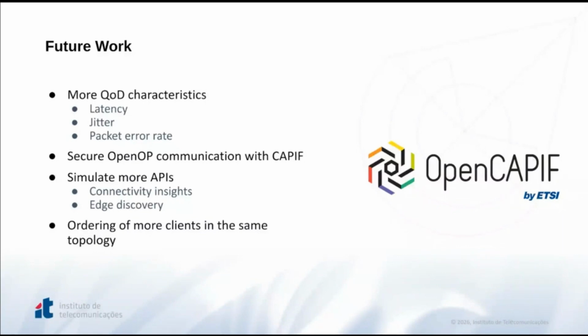Then obviously we want to simulate more APIs that require this kind of network and have these network effects, such as connectivity insights and maybe also edge discovery. And finally, we also want to explore the idea of allowing, through OSL ordering, more client VMs to connect to the Linux router so that we can simulate multiple clients in the same network.